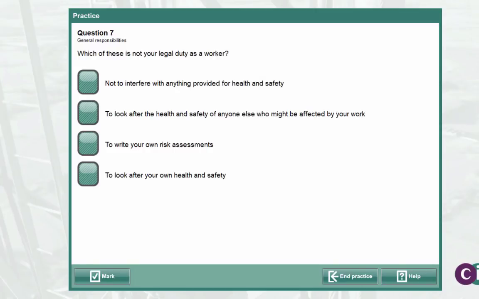Which of these is not your legal duty as a worker? Not to interfere with anything provided for health and safety. To look after the health and safety of anyone else who might be affected by your work. To write your own risk assessments. To look after your own health and safety.